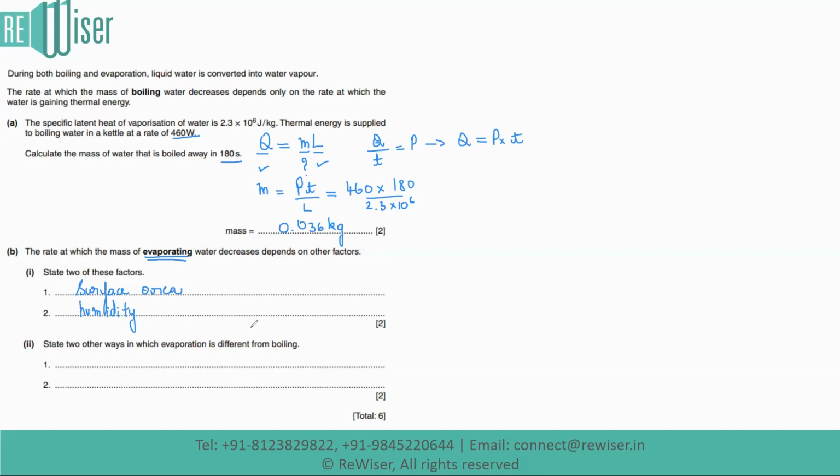State two other ways in which evaporation is different from boiling. Evaporation is different from boiling in the sense that boiling happens at a particular temperature, whereas evaporation can occur at any temperature. And also, evaporation occurs only at the surface, whereas boiling occurs throughout the layers of the liquid.